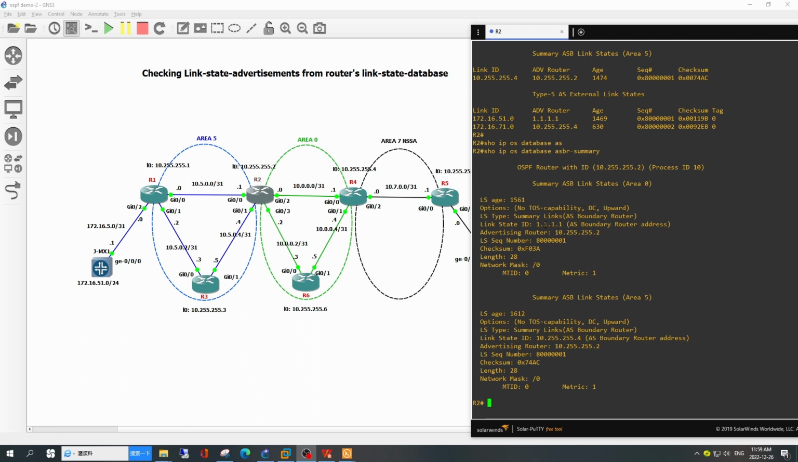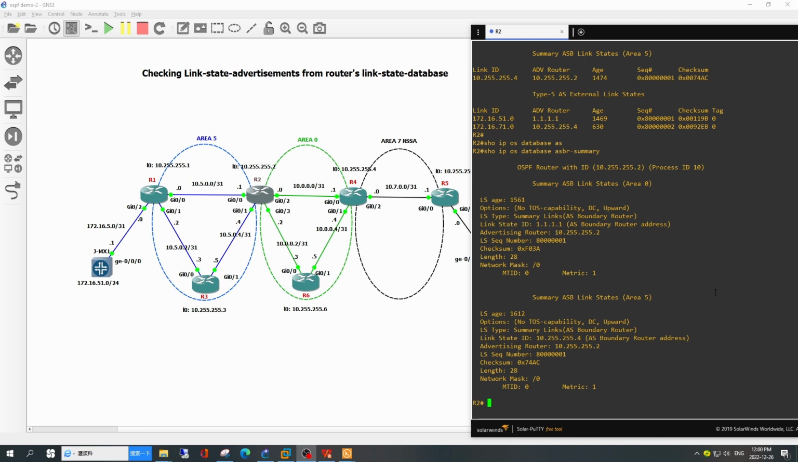Only this information. And the advertising router, you can see, is R2. Why R2? Because R2 generated this type 4 route. So the advertising router is R2, plus a metric. So that's it. Type 4s only have this information, mainly just the link state ID.